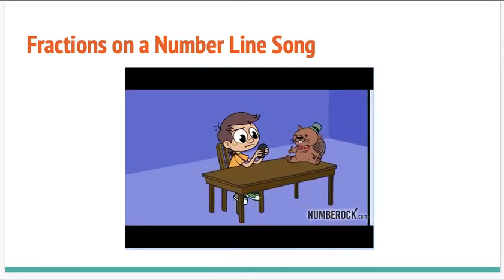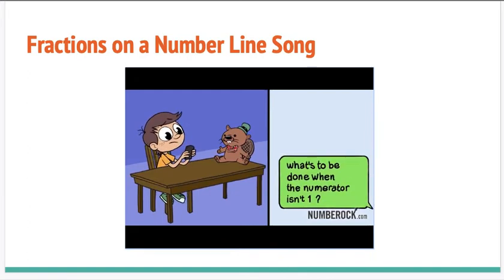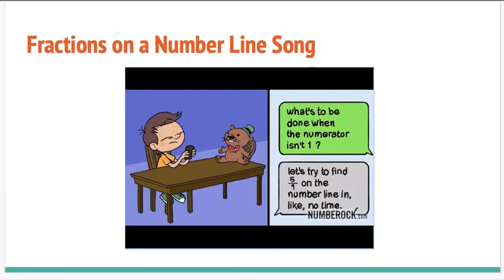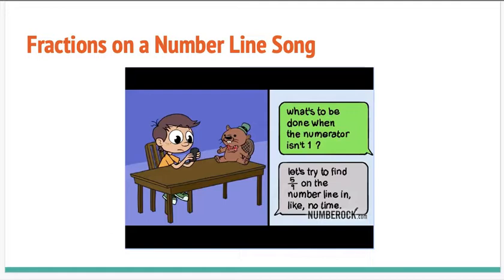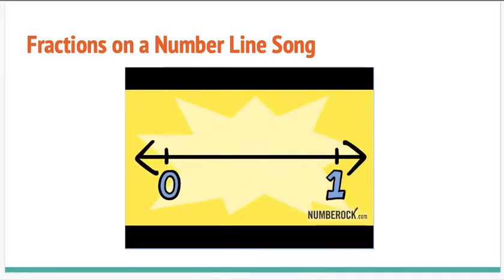Then I texted my friend, what's to be done when the numerator isn't 1? She said, Let's try to find 5/9 on the number line in like no time. Simply partition 9 parts from 0 to 1. Starting from 0, count 5, and at 5 nines we arrive.